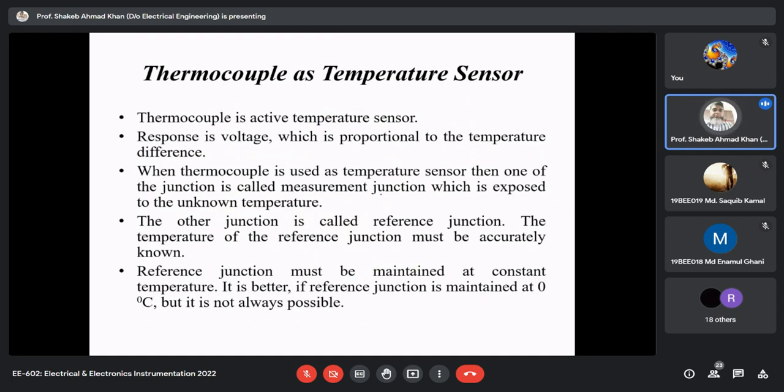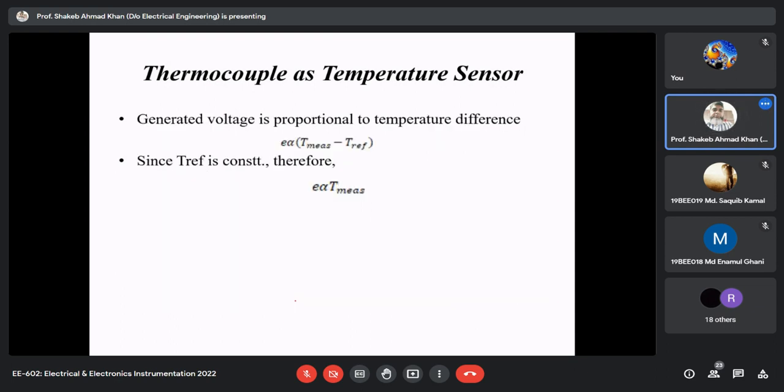This is about the two junctions. Then this is about the reference junction. The temperature of the reference junction must be accurately known. At whatever temperature your reference junction is maintained, it should be accurately known. Then another thing, the reference junction must be maintained at a constant temperature. It is better if the reference junction is maintained at 0, but it is not necessary. So that's what I told you earlier.